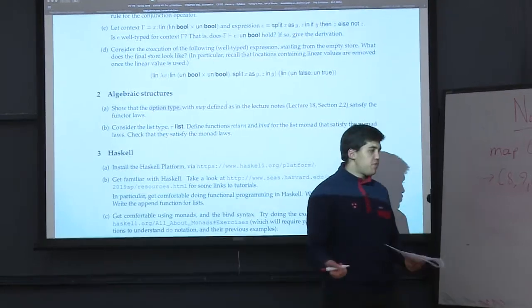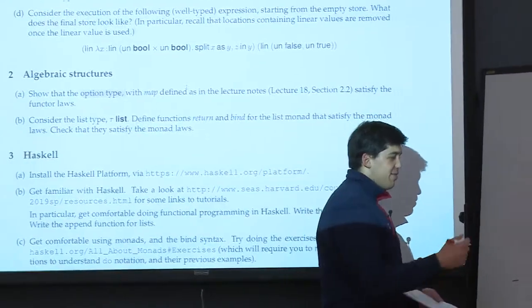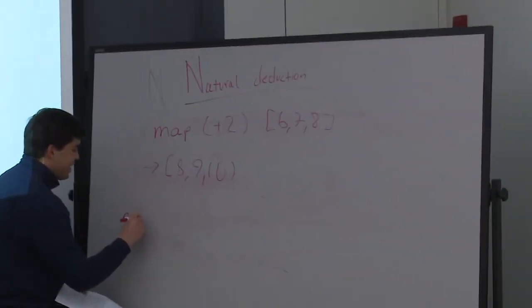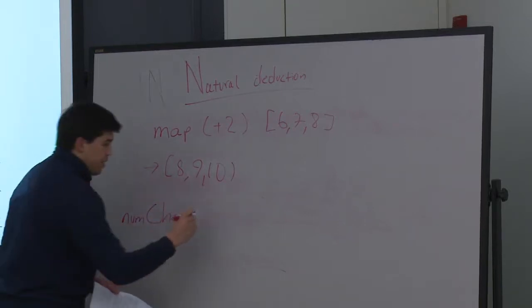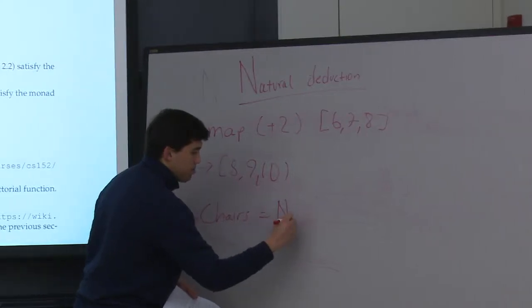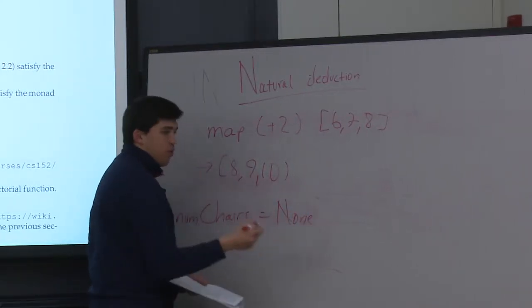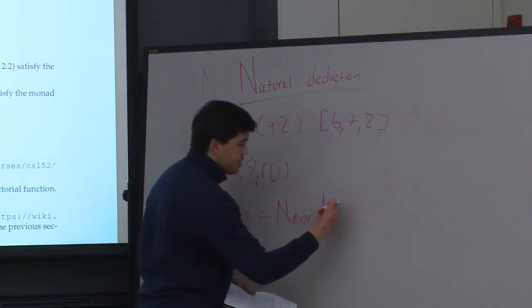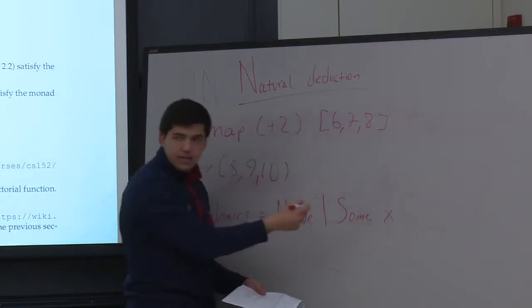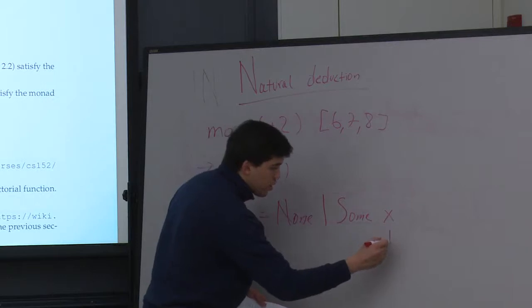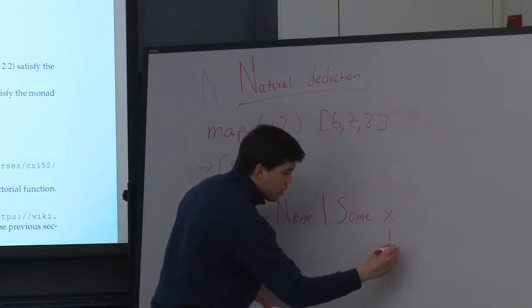Let's say number of chairs in a room. Okay. I don't know, num chairs. There can either be no chairs in the room, right? So either it's none, or in OCaml, the way we state this is Some x, right? Where x is of type int.